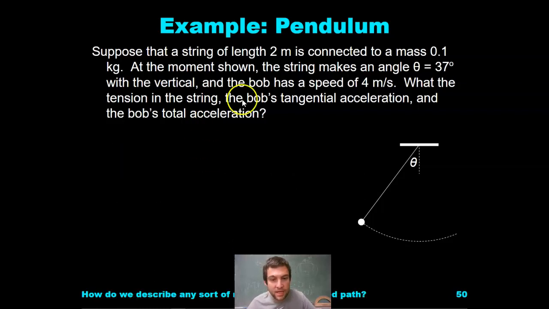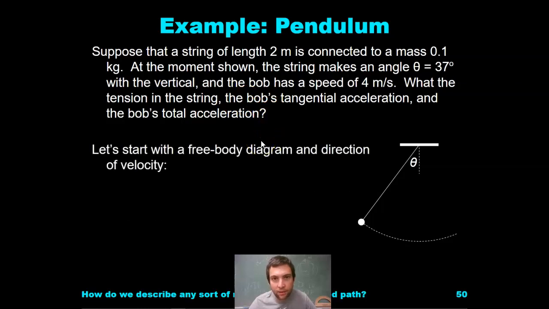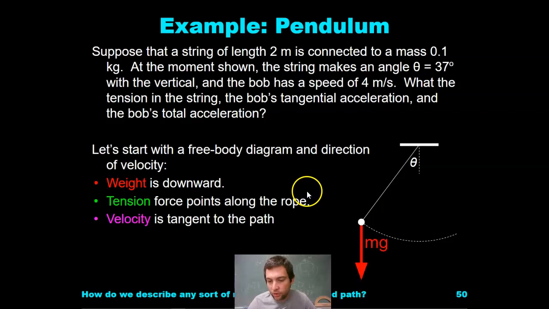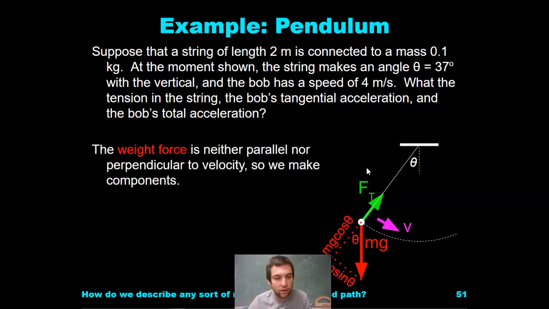So we're talking about tension. Tension is our big hint that we need to do a free body diagram. So we'll start with the easy one. Weight is down, tension is along the string, and that's it. What direction is our velocity going? It's going to go down that curve there, the arc.